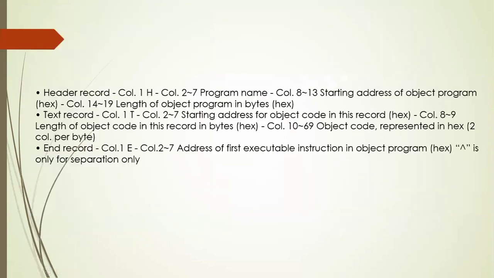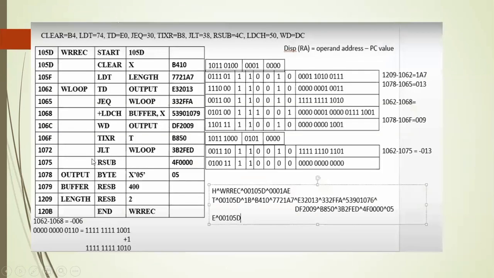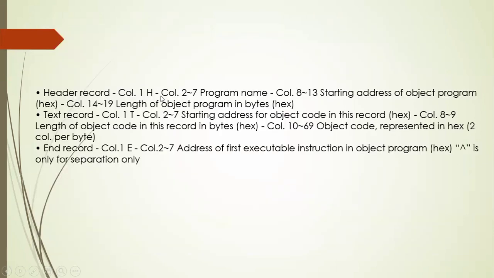Moving to the program format. The program format consists of three records: the header record, the text record, and the end record. The header record's first column is the letter H. The second column, columns 2 to 7, holds the program name. Columns 8 to 13 hold the starting address of the object program, and columns 14 to 19 hold the length of the object program in bytes, in hexadecimal values.